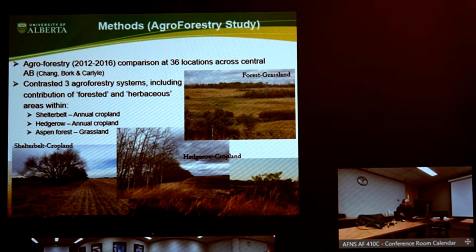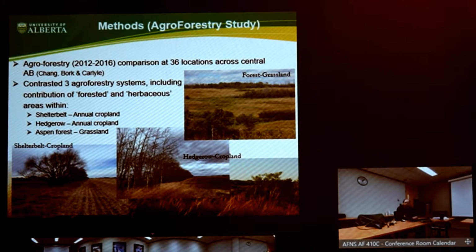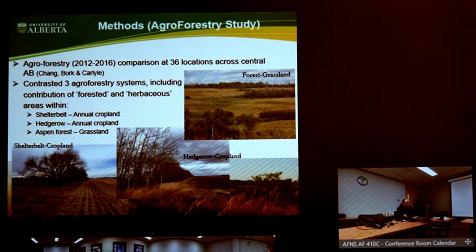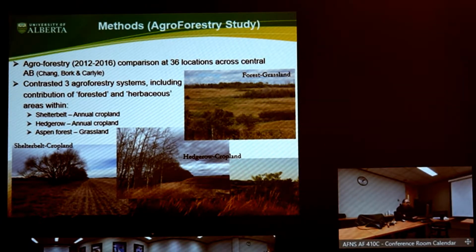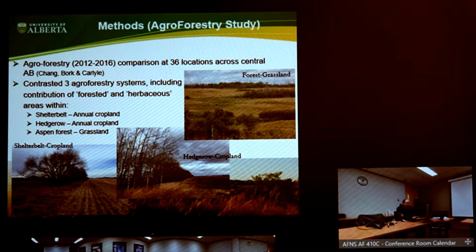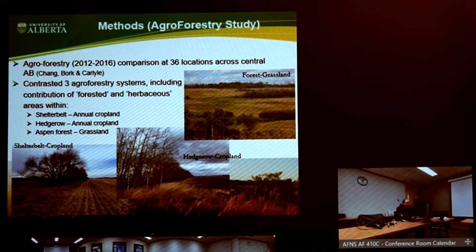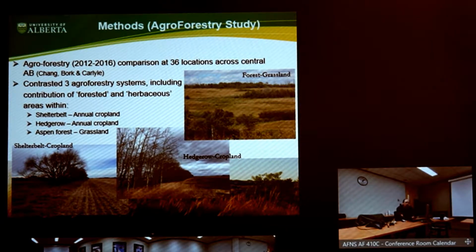Okay, and the very last study that I'm going to draw on is an agroforestry study. And you might be wondering, why am I including that in here? Well, this agroforestry study was done between 2012 and 2016. And it was done at 36 sites across north central Alberta. But it provided some pretty interesting insight into the effect of different land use activity on soil carbon properties.